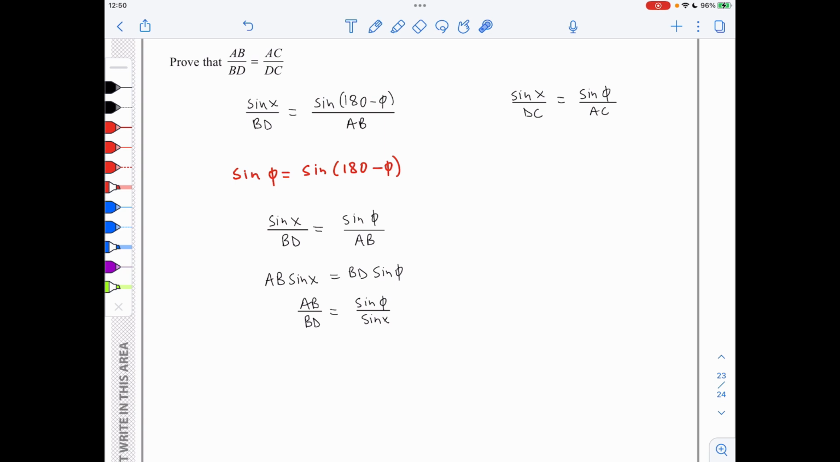And I will proceed in a similar fashion here to get another expression for sine phi over sine x. So AC sine x is equal to DC sine phi, and therefore AC over DC is sine phi over sine x. Notice that we've got two expressions, both of which are equal to sine phi over sine x, and therefore we can say that AB over BD is equal to AC over DC, which is exactly what we had to show.